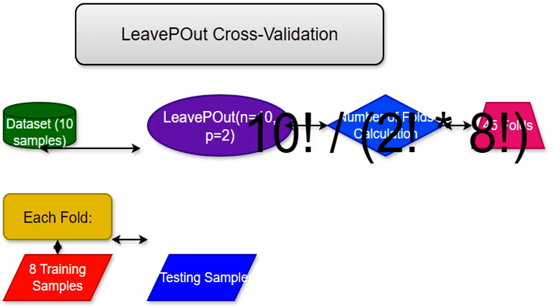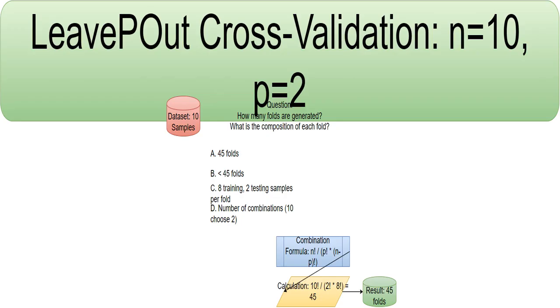It's like counting the number of ways to pick 2 friends out of a group of 10, where the order doesn't matter. This describes the cross-validation technique being used. LeavePOut is a method where P, in this case 2 data points, are left out for testing in each iteration, while the rest are used for training. N represents the total number of data points, 10. It is a way to robustly evaluate a model's performance.